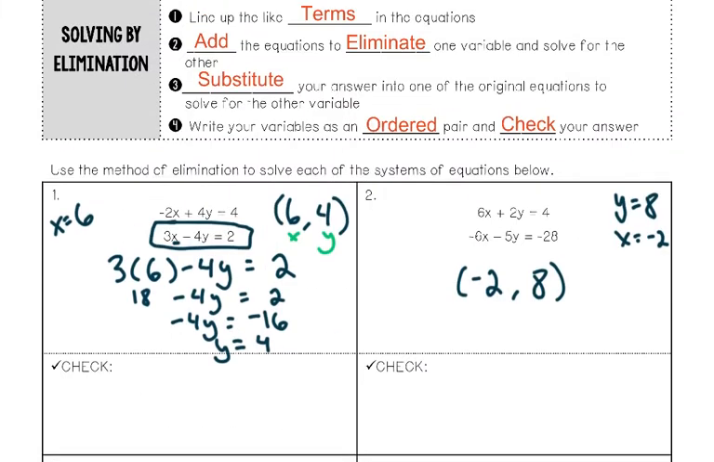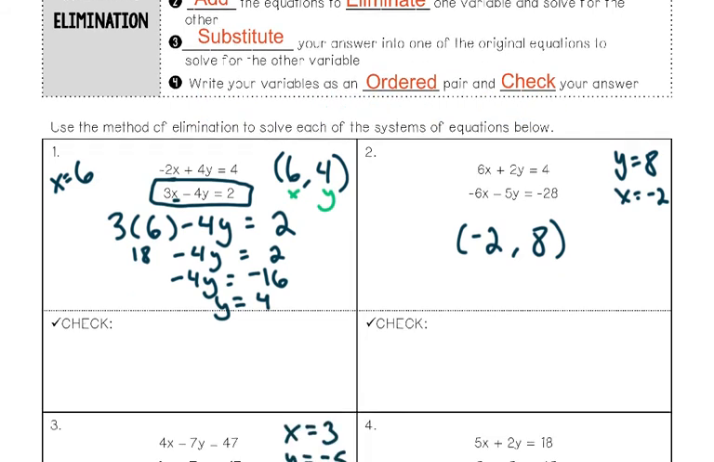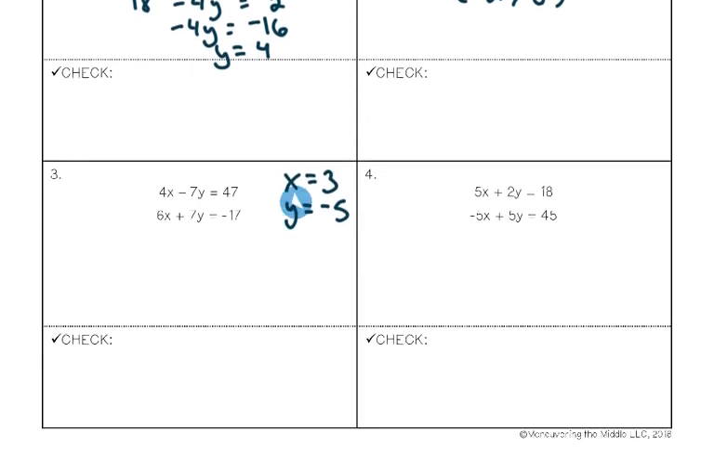My last step tells me I need to write my variables as an ordered pair and check my answer. So instead of writing x equals 3, y equals negative 5, I'm going to write that as a point. 3, negative 5 is the solution to this system of equations. If I graphed it, that would be the point where the two lines intersect. And I would challenge you to check that by graphing or by substitution or some other method, like plugging these numbers back in here just to make sure that you got that answer correct in this space.